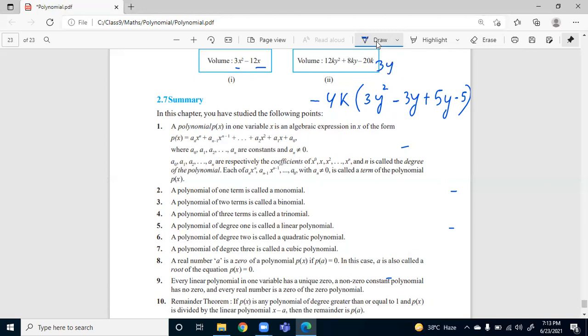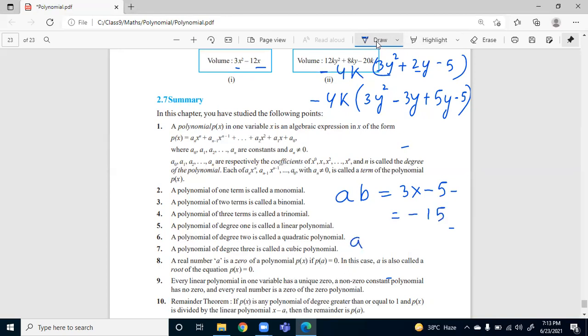Okay, so before that we are having the expression 3y square plus 2y minus 5 into 4k. So you can see if I want to split this middle term 2y, so you can see what is a into b here. A into b is 3 into minus 5. So 3 into minus 5 means minus 15.